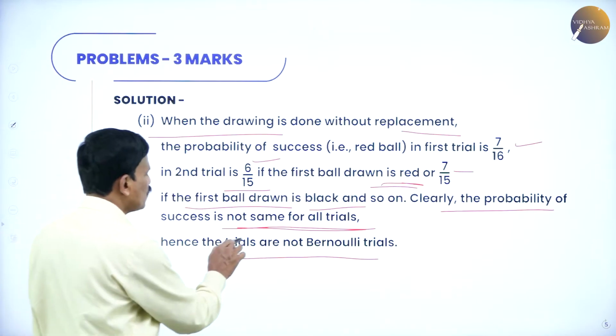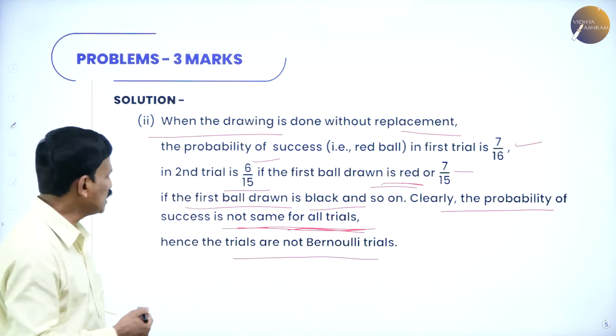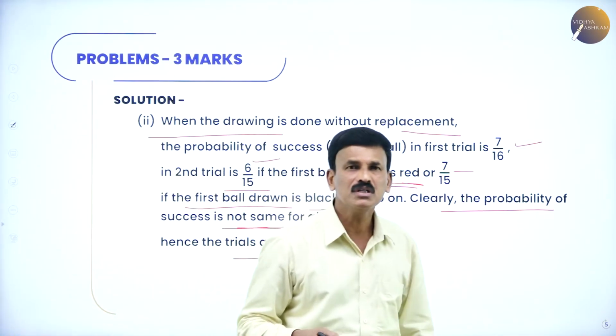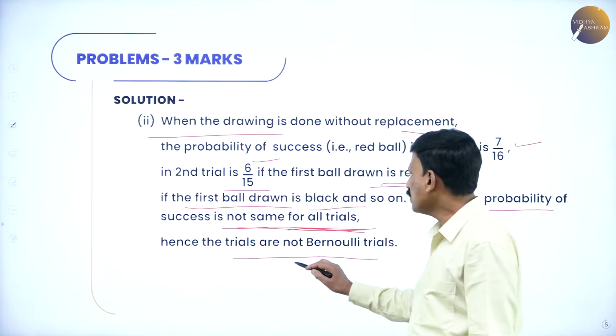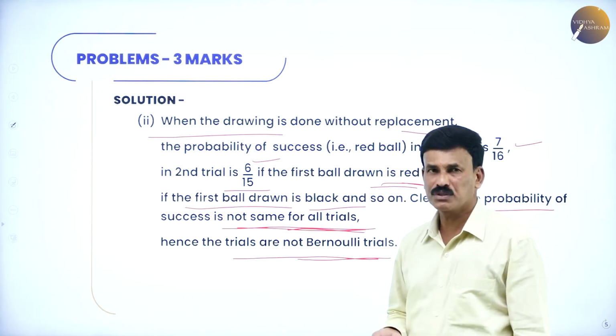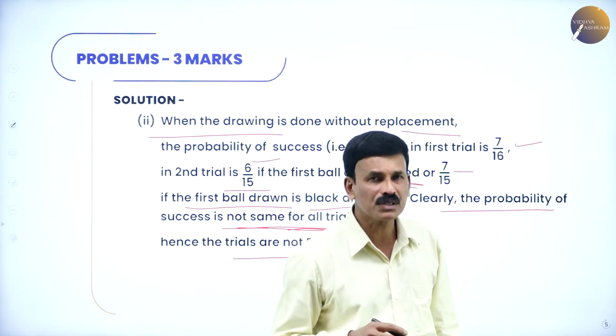The probability is not the same for all the trials: 7 by 16 for one, and 6 by 15 for another. Hence, the trials are not Bernoulli's trials. So, without replacement, it is not a Bernoulli's trial, whereas with replacement, it will form a Bernoulli's trial. This is a small example for a Bernoulli's trial.